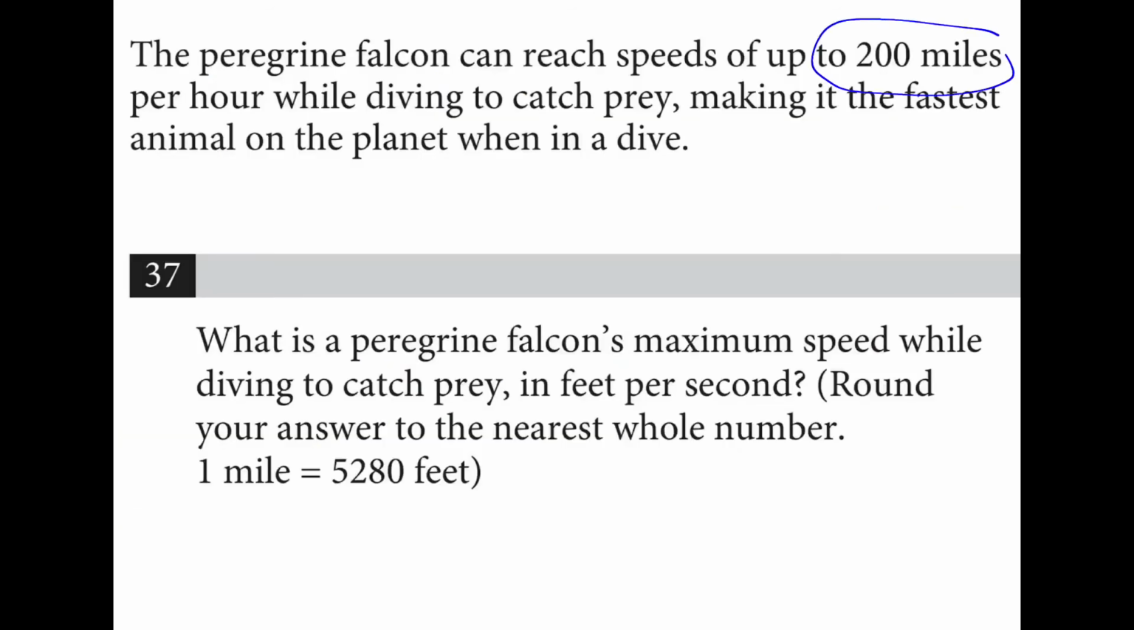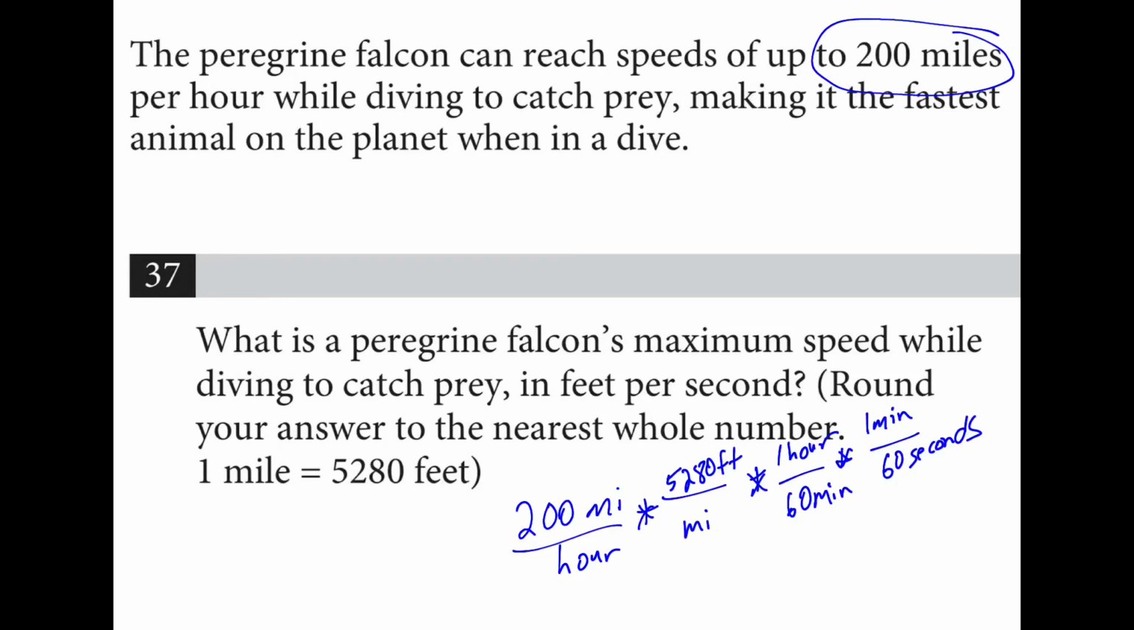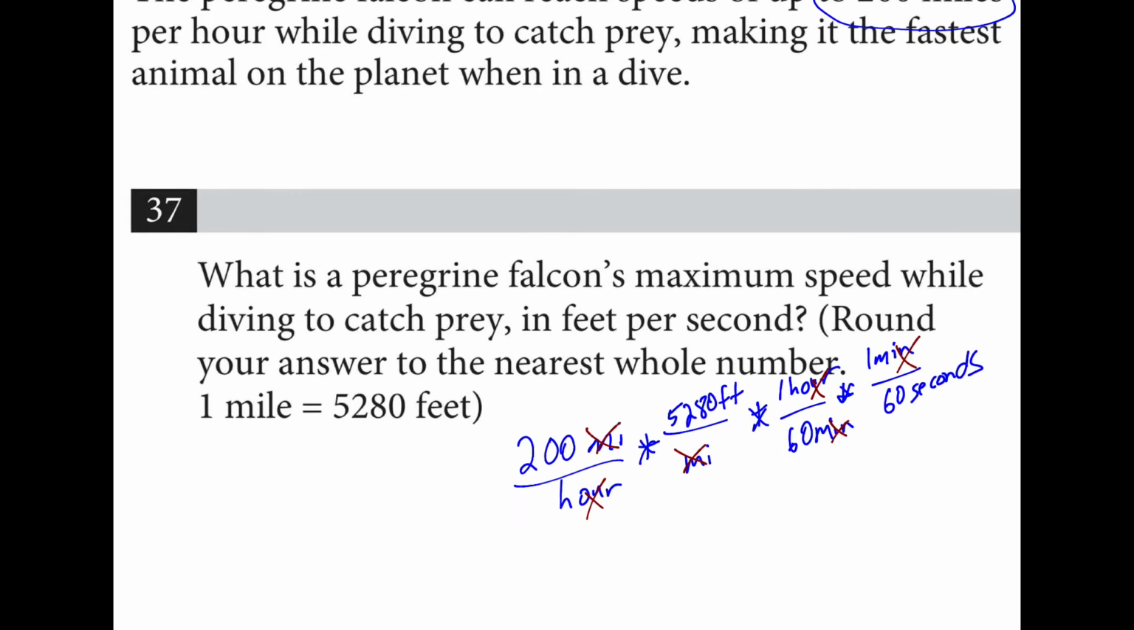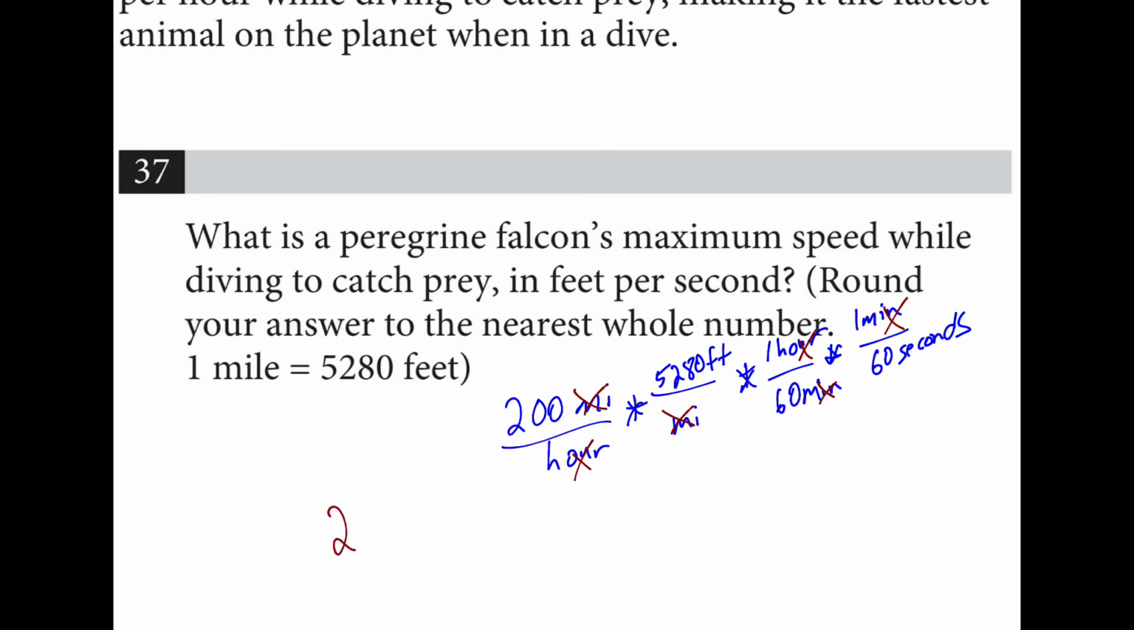So we can reach speeds of up to 200 miles per hour, which we want to convert to feet per second. So miles cancels out, hours and minutes cancel out, and we're left with feet per second, which is what we want. This gives us 293.3 repeating. They want it rounded to the nearest whole number, so the answer is 293.